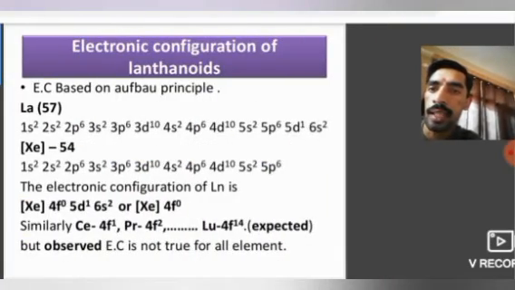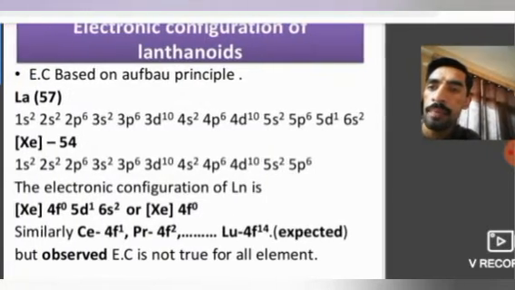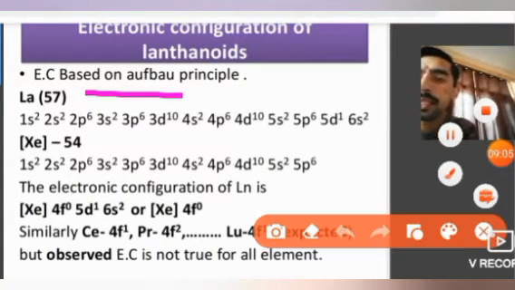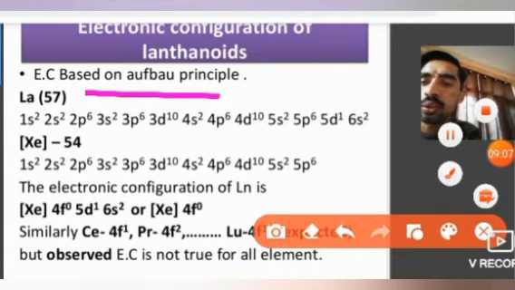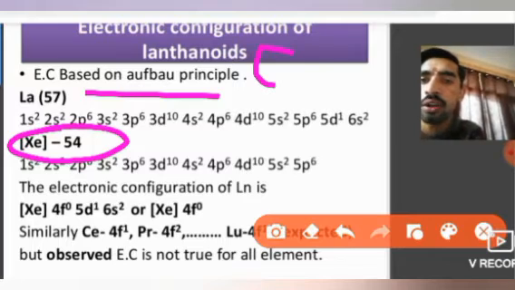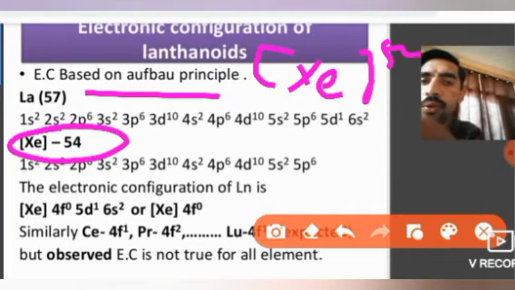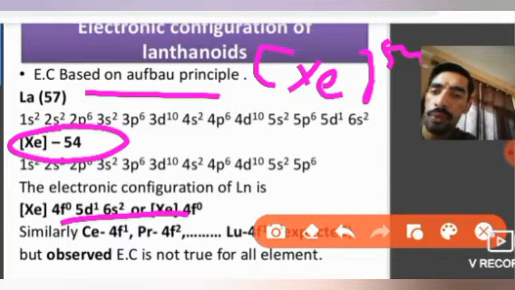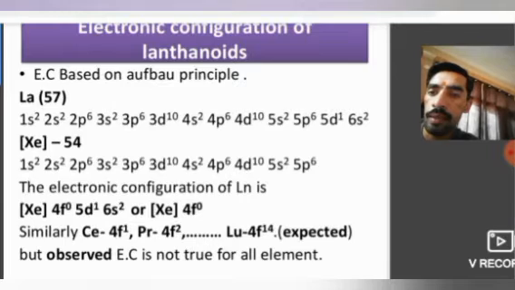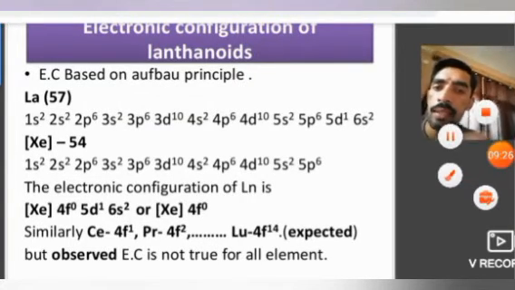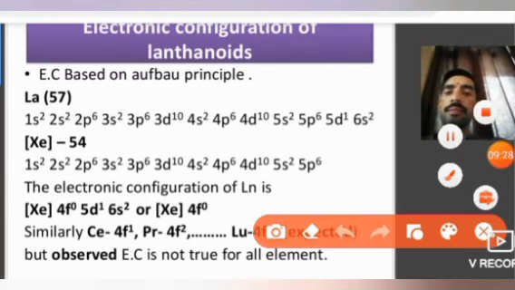Next, the electronic configuration of lanthanides is based on the Aufbau principle, where lanthanum is 57. So xenon is the last noble gas, so we will first write xenon 54, then after that we will write 4f0 to 4f14. Okay, so this is the configuration. It is observed that this electron configuration is not true for all the elements. For some of the elements it is just recognized.